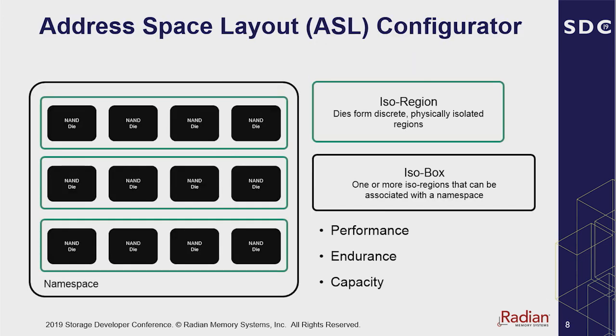Along with the geometry emulation, configurable addressing, or what we call ASL for address space layout, is key to how we provide configurable idealized flash zones. ASL is based upon isolated regions. At first, it might sound kind of like the newly released feature called NVMe sets, but it's configurable based on a range of parameters from performance and isolation to endurance and capacity.